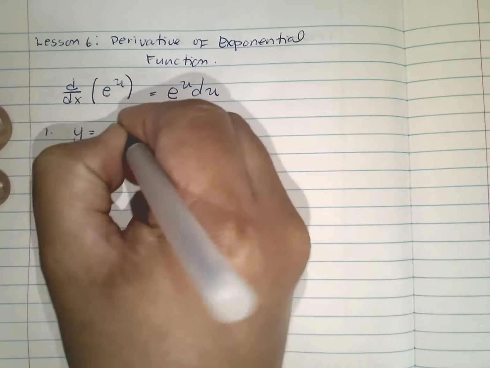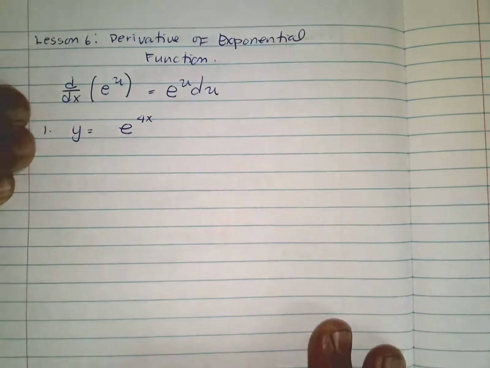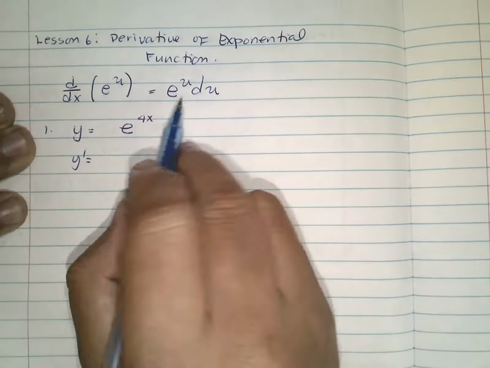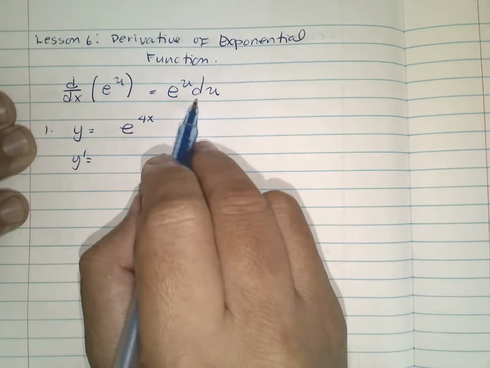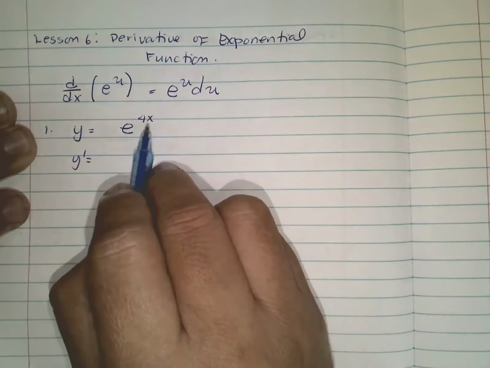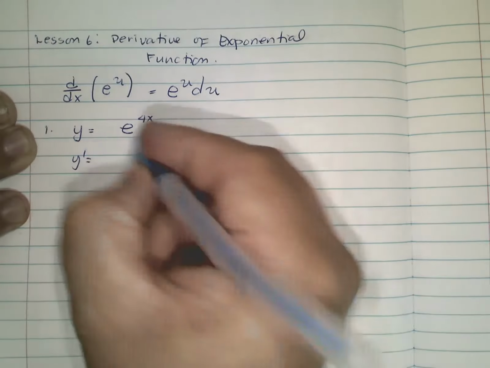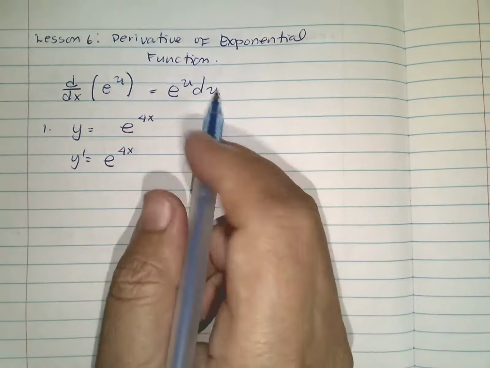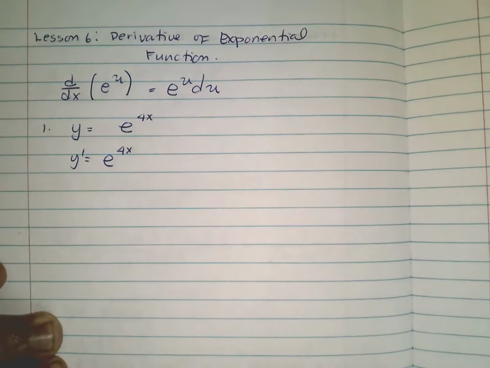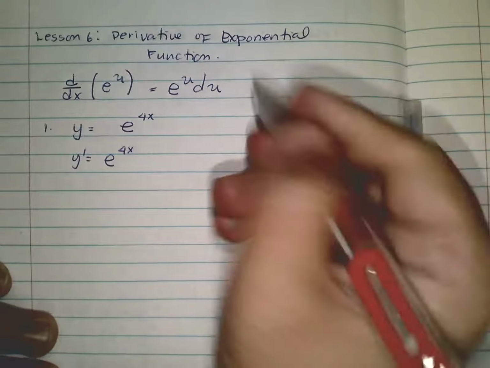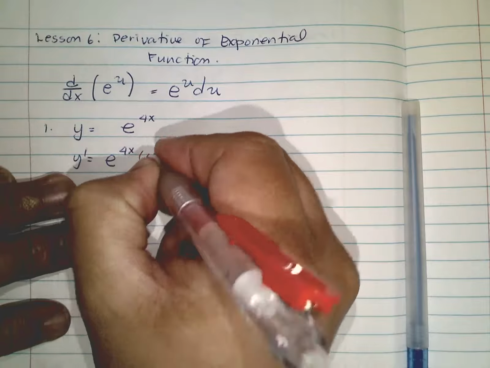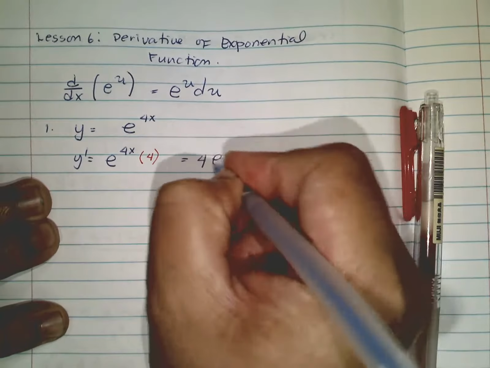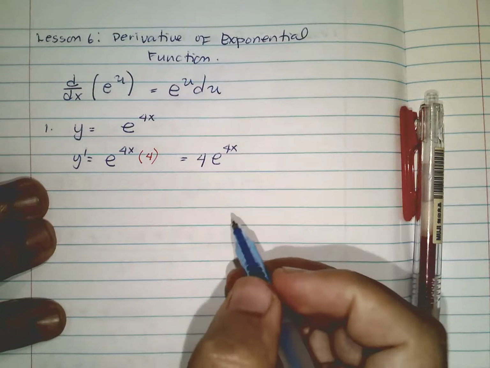Suppose my y is equal to e to the 4x. Again, our y prime, by just following this formula, says e to the u. Our u is 4x, so it says e to the 4x times the derivative of your u. And your u is 4x, so therefore the derivative of your u is 4. So the final answer now is 4e to the 4x.